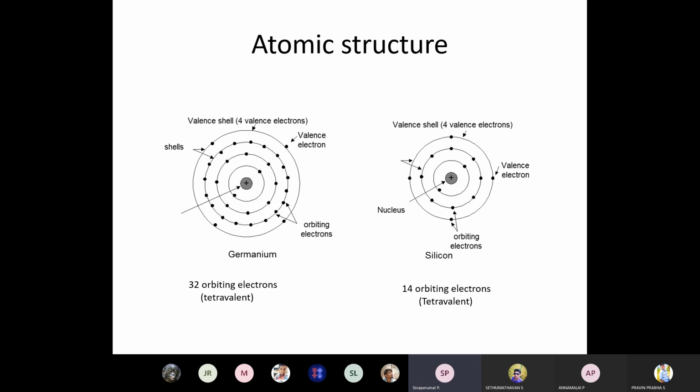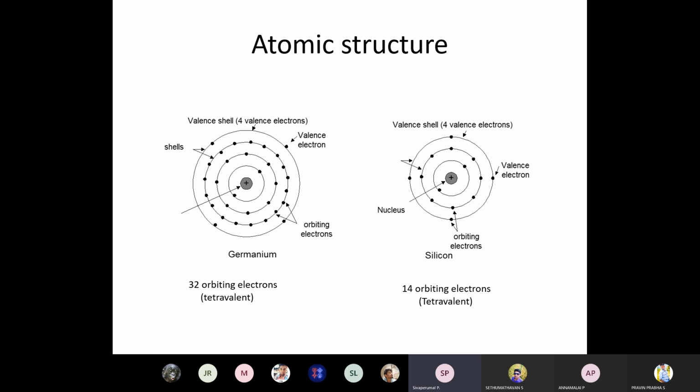Okay, around the atom there is the valence shell, which holds the last entered positions. That is 4 valence electrons: 1, 2, 3, 4 are available. The remaining orbiting electrons will be inside that structure.